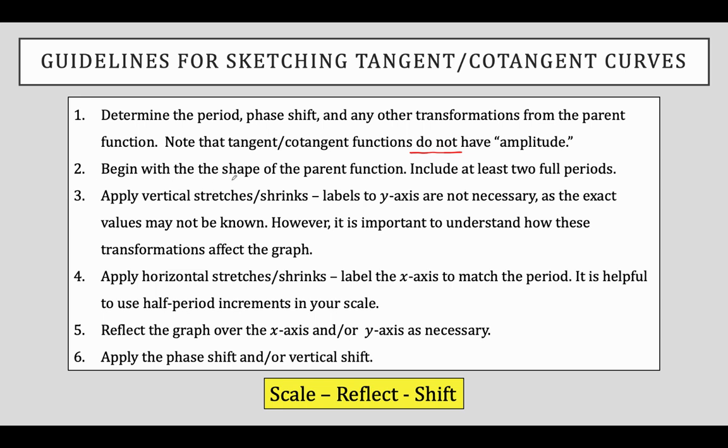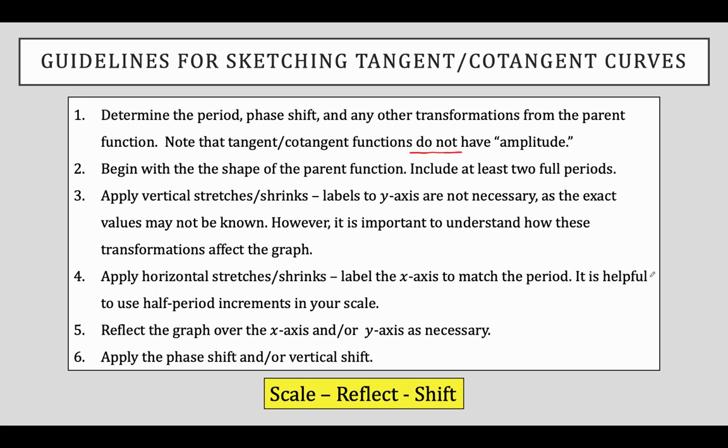2. Begin with the shape of the parent function, include at least 2 full periods. 3. Apply vertical stretches and shrinks. Labels on the y-axis are not going to be as necessary as the exact values may not be known. However, it's important to understand how these transformations affect the graph. In other words, for your vertical stretches and shrinks, in terms of your sketches, I'm not looking for them to be perfect. 4. Apply horizontal stretches and shrinks. Those are your changes to your period. Label the x-axis to match the period.